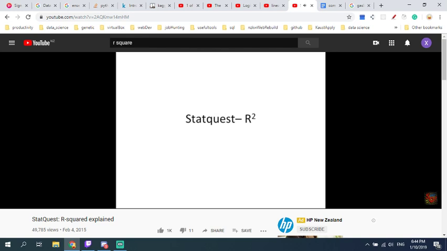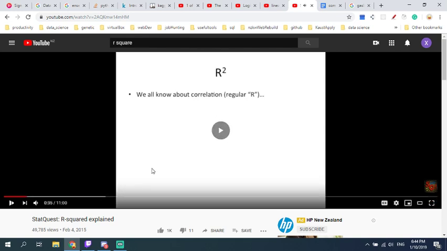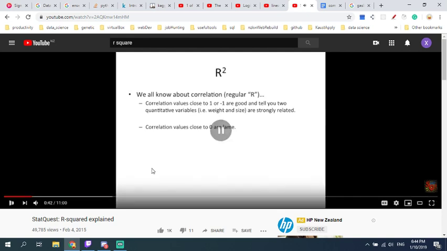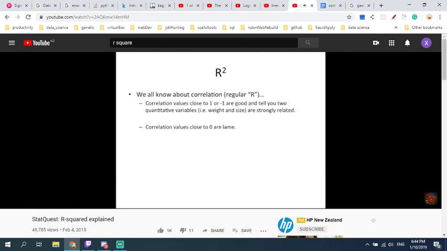Hello, and welcome to StatQuest. In this video, we're going to talk about R squared. R squared is a metric of correlation that is easy to compute and intuitive to interpret. Most of us are already familiar with correlation and the standard metric of it, plain old R. Correlation values that are close to 1 or -1 are good and tell you that two quantitative variables, for example weight and size, are strongly related. Correlation values close to 0 are lame.